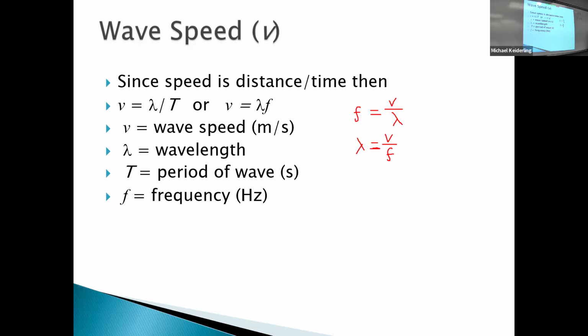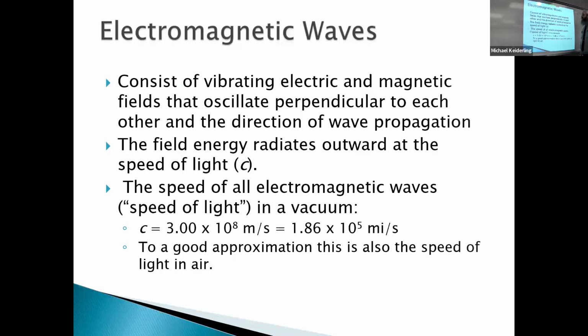So the speed of a wave in meters per second is its wavelength in meters times its frequency in hertz. This also means that frequency is speed over wavelength, and wavelength is speed over frequency. It allows you to go between frequency and wavelength if you know the speed.